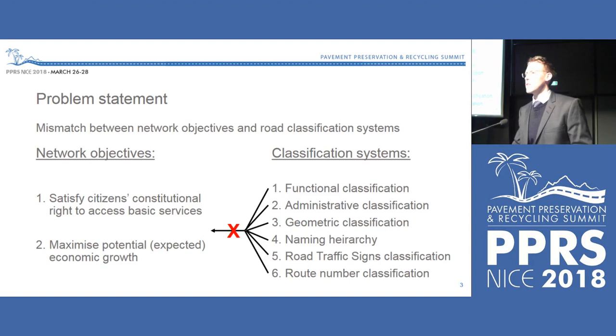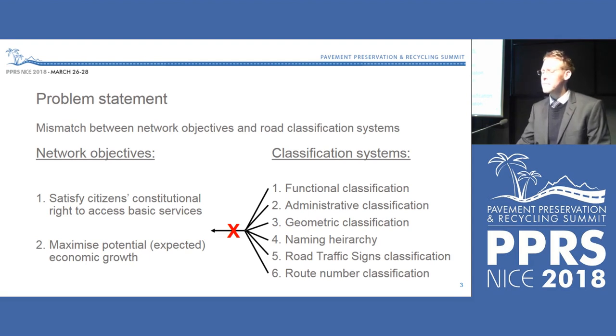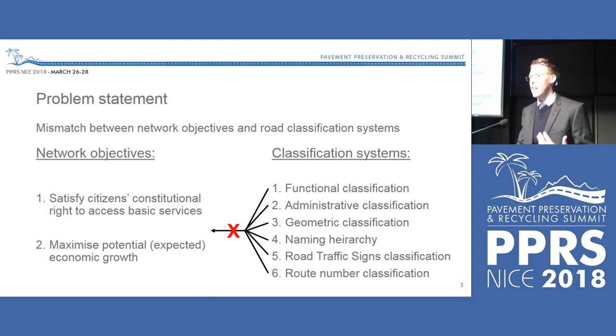So in terms of the problem statement, I'd like all of us to imagine for one second that we are in a country which has a deteriorated road network and that country also faces large road budget deficits. It's not hard to imagine, because that reality applies to many countries represented at this conference. Within that context, it becomes problematic if there's a mismatch between network objectives and the road classification systems, because that makes it difficult for road authorities to direct expenditure towards specific types of road classes which are being demanded by the users. The two specific types of road classes which the South African network is mandated to provide are roads that satisfy citizens' constitutional rights to access basic services, and also roads that maximize economic growth. Again, whilst those are South African mandates, they are generally applicable to most countries.